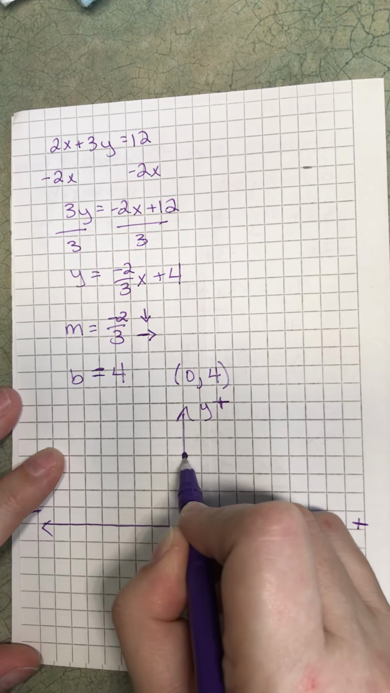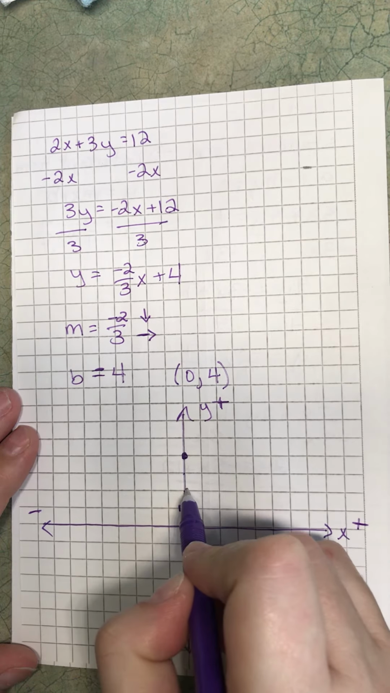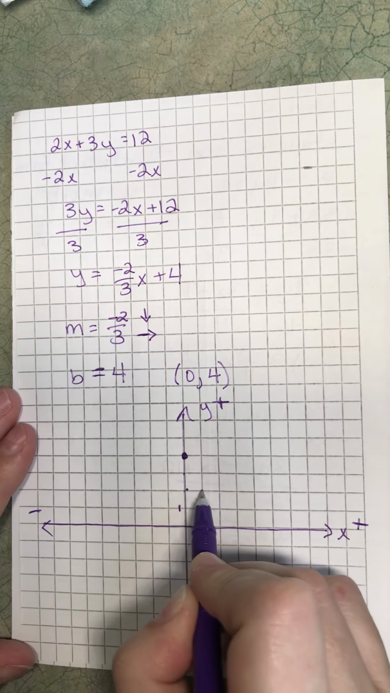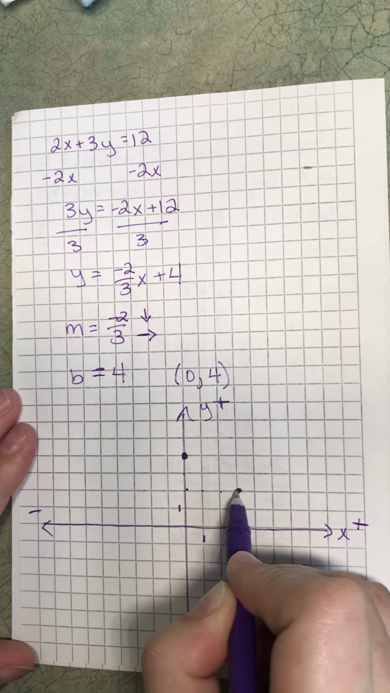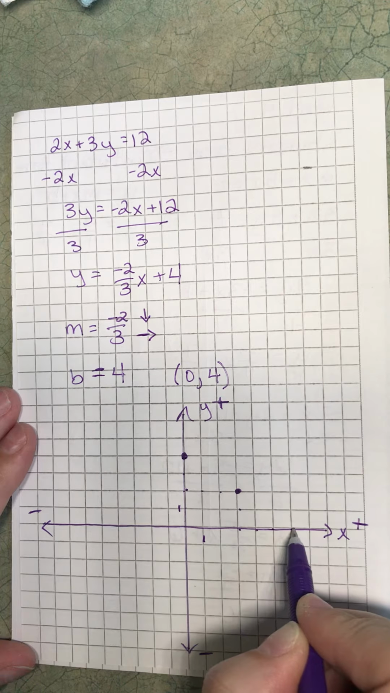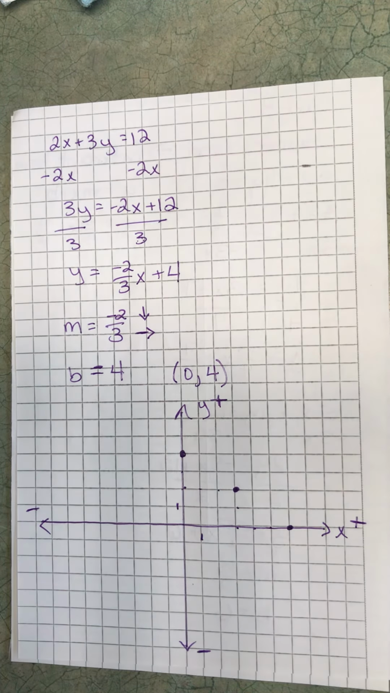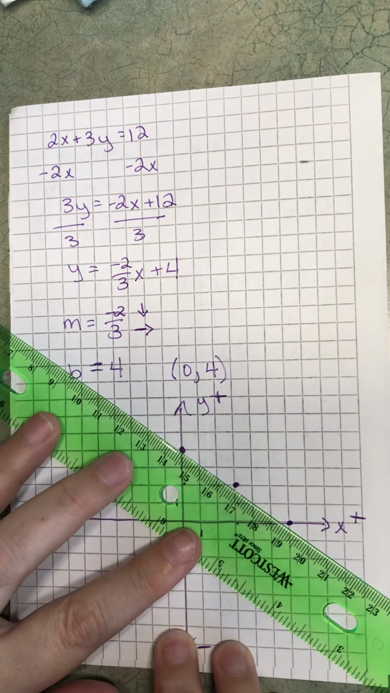There's my point. And then from there, I'm going to go down 2 and right 1, 2, 3 and make a point. And then down 2, right 1, 2, 3 and make a point. Yeah, and then I'm just going to draw in my line.